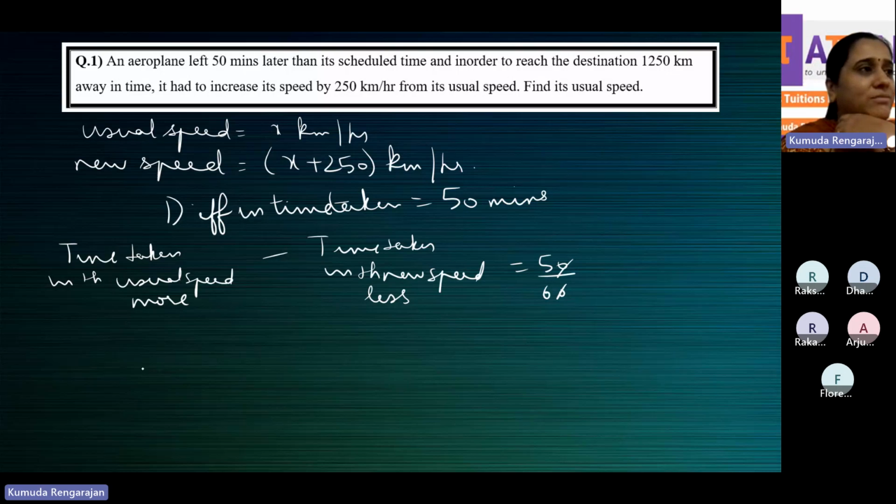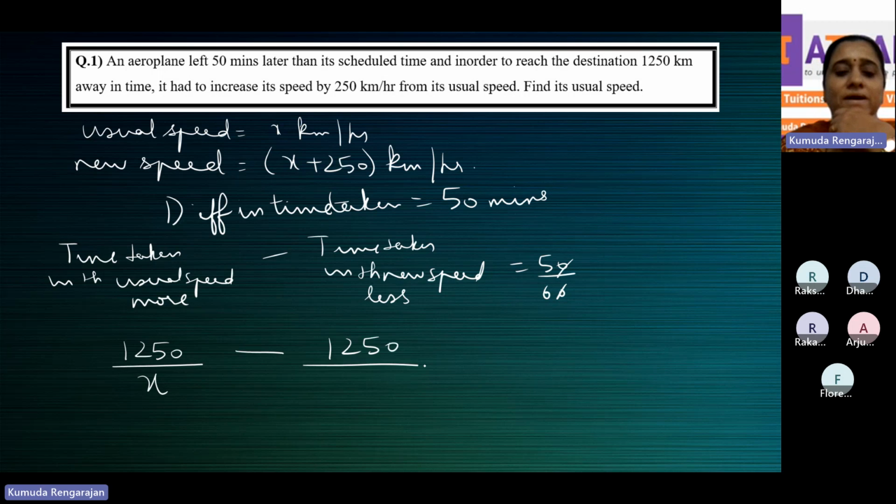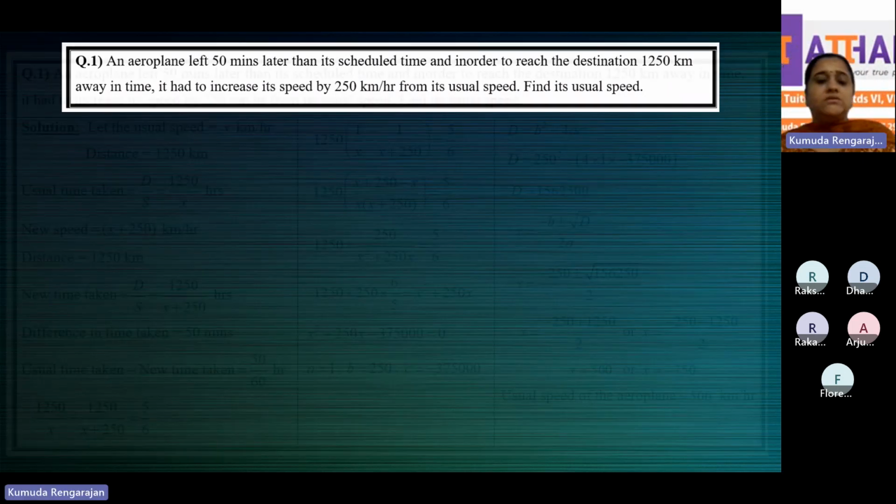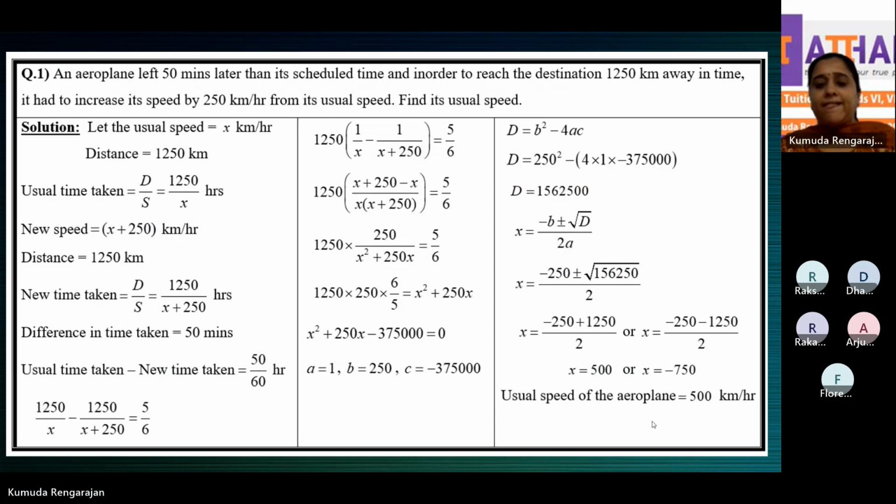Now, how do you express time? Distance by speed. Distance is 1250. Speed is x, because usual speed, minus 1250 by new speed, x plus 250, is equal to 5 by 6. All right? Got this, children? Please understand, you can have a look at the slide, understand and then work out. It's not just copying, please.